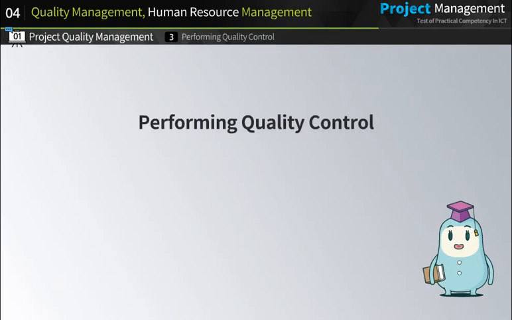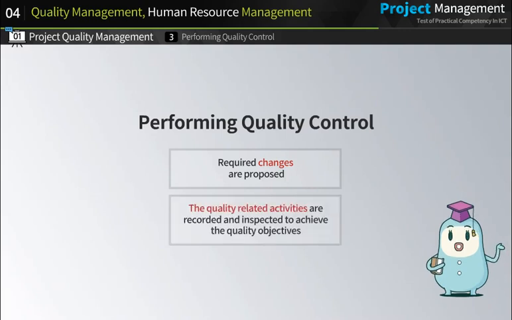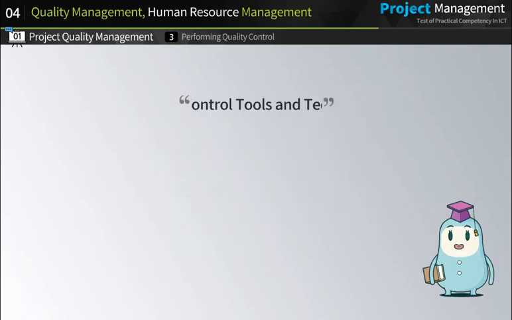The last of the three pillars of project quality management is quality control. Quality control is a set of activities and a process where required changes are proposed, and the quality-related activities are recorded and inspected to achieve the quality objectives. Key tools and techniques for quality control are as follows.